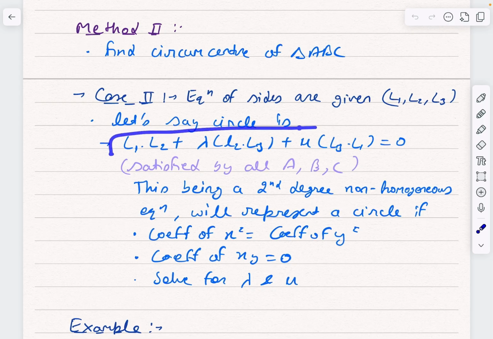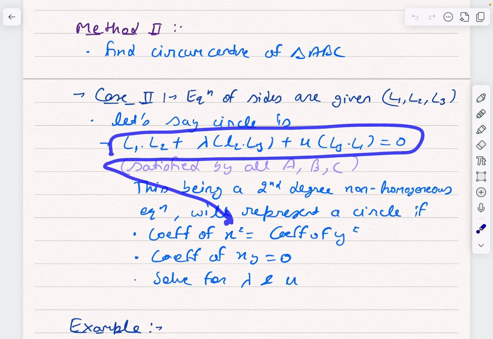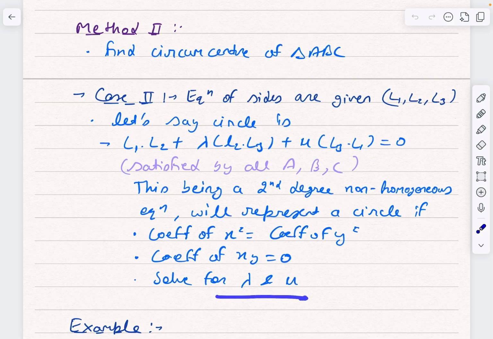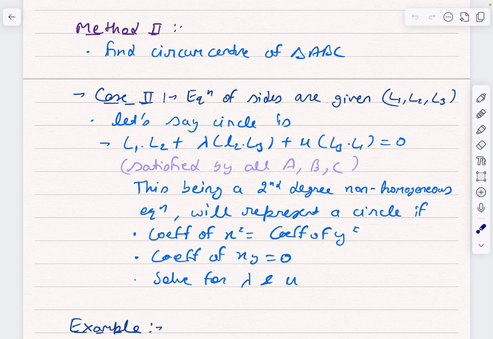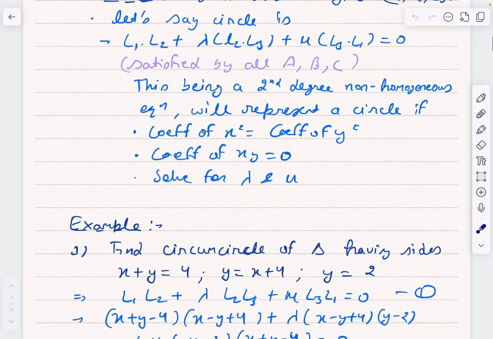So when you solve this, whatever coefficient of x square you get, whatever coefficient of y square you get, equate them, and whatever coefficient of xy you get, equate it to 0. We'll get the values of lambda and mu, which when you put here, you get the equation of the circle. Let us see with the help of an example, this third one.